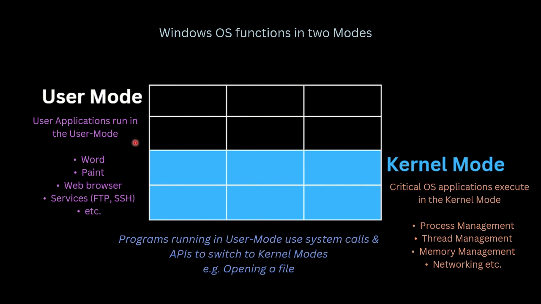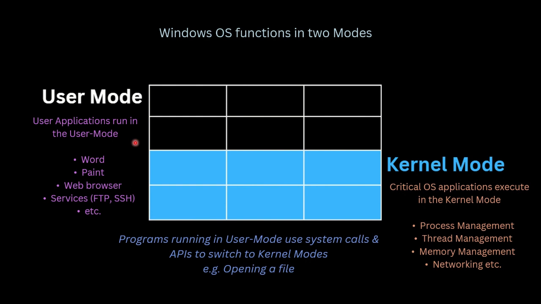Now when the file opens in the backend, Windows switches its mode into the kernel mode. In the backend, Windows is calling the kernel mode using some system calls and APIs to check where that file is kept, in which sector of the hard disk, and to read it and to open it and to display it for you. So like this, Windows keeps switching between user mode and kernel mode.